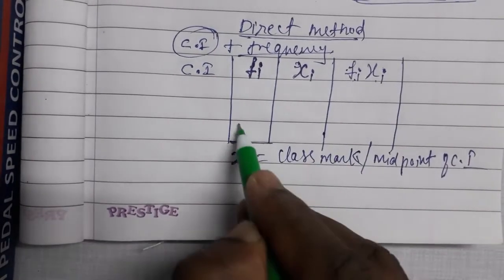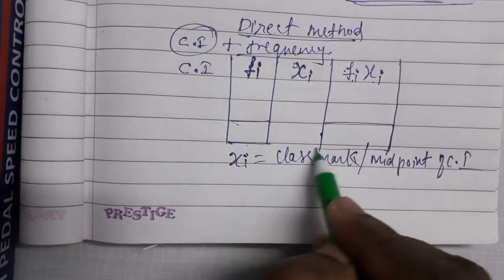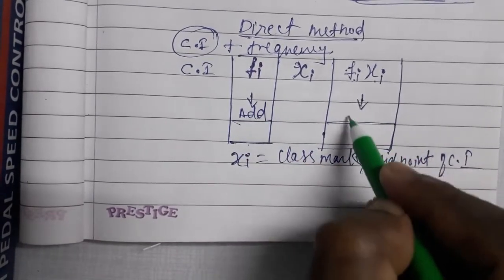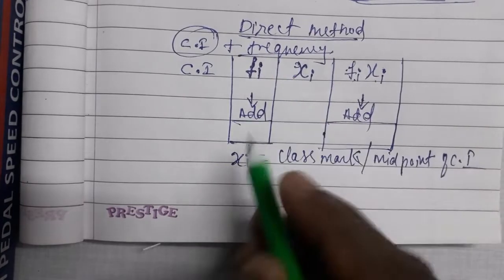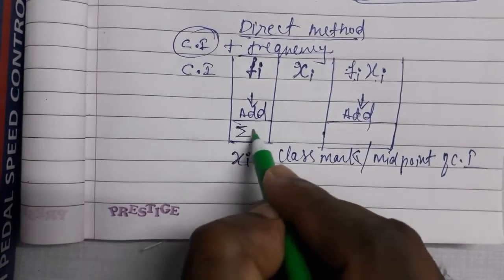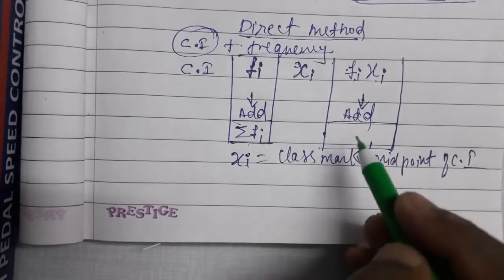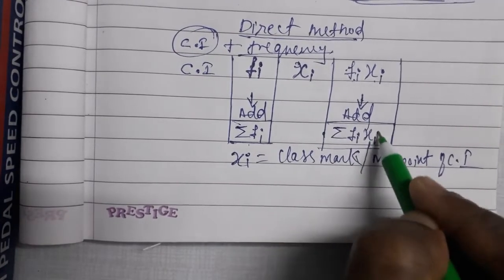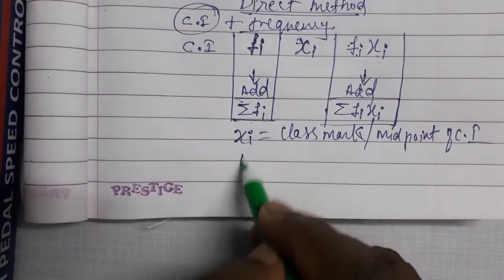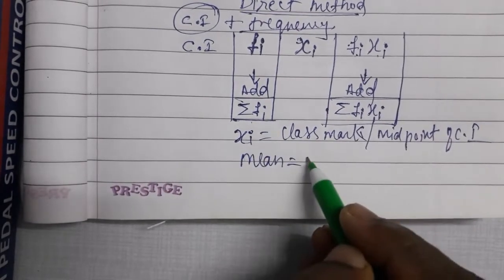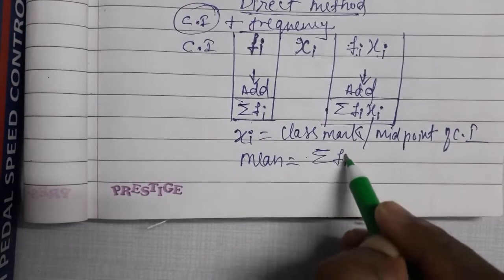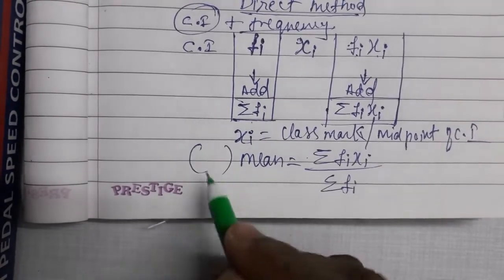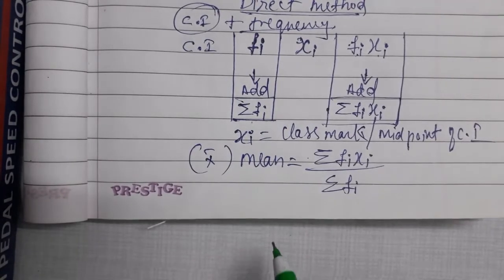Which are the columns to be added? The frequency column you have to add. Then the fx column you have to add. If you add the frequency column, it will be represented as sigma f. When you add the fx column, it will be represented as sigma fx. So therefore, the mean formula: mean is equal to sigma fx by sigma f. As I told you, mean can also be represented as x bar.